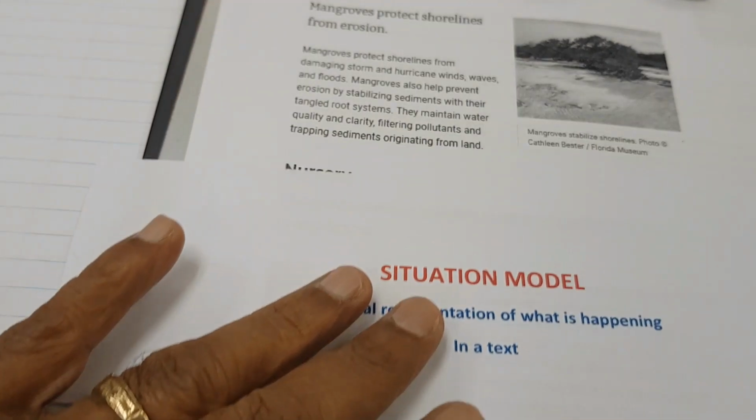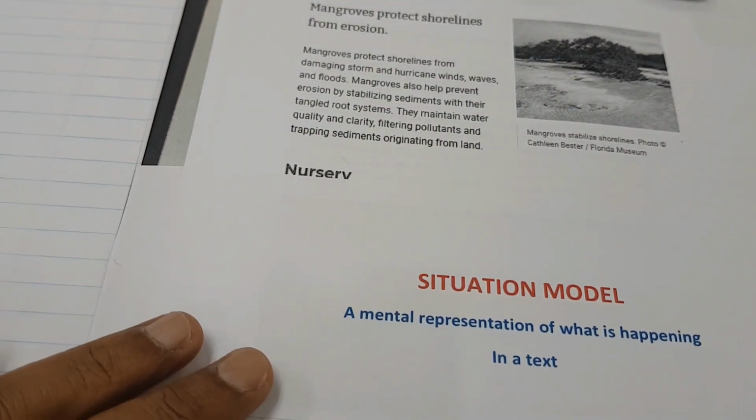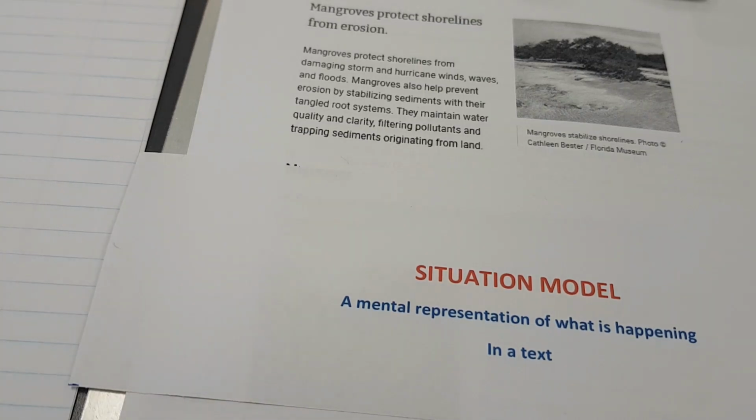If you look at the text I have there above situation model, it says mangroves protect shorelines from erosion, right? And let's just read it. Mangroves protect shorelines from damaging storm and hurricane winds, waves, and floods, etc. So the text here is talking about mangroves and what they do, but a mangrove is an actual thing. It's a vegetation that exists in coastal areas. So it's a real thing that exists outside there in the world.